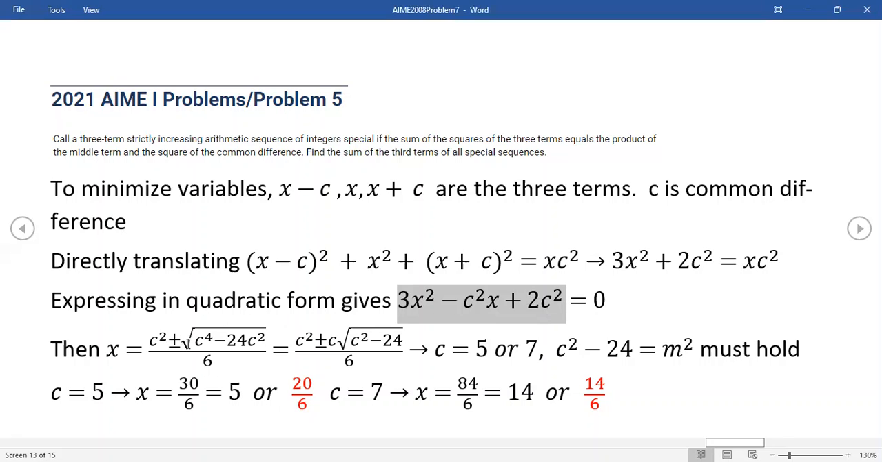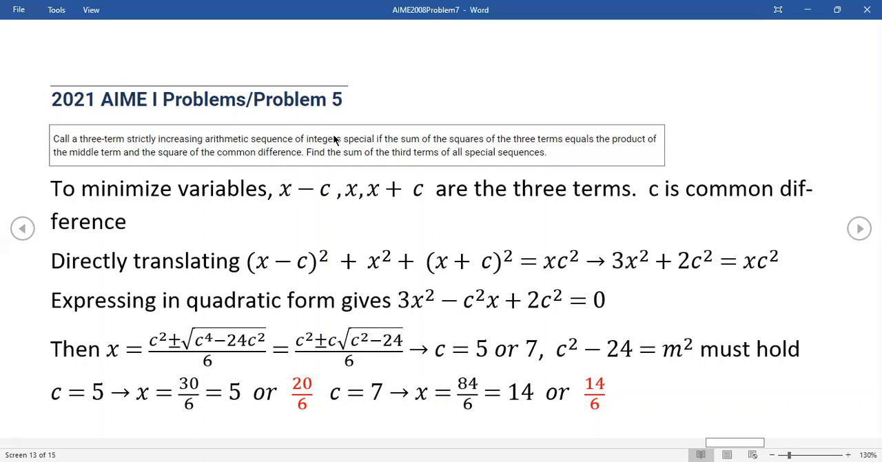Now, a nice thing happens here. This looks kind of intractable, but you can factor c squared out of this. C squared is common to both terms, and when you take the square root of c squared, you get c, and you're left with the discriminant of c squared minus 24. For these to be integer values, c squared minus 24 has to equal a perfect square. That's the key part of the problem. We're looking for integer solutions, so we have to ensure that this discriminant is equal to a perfect square.